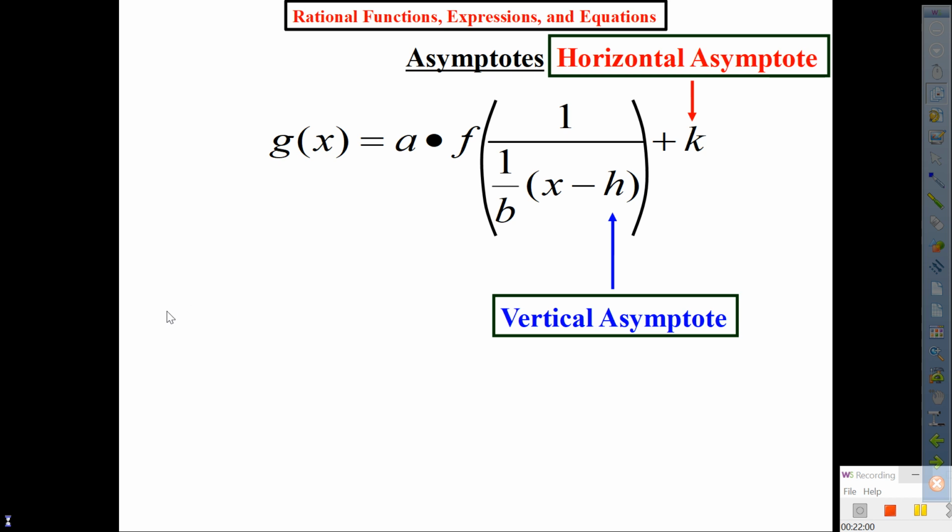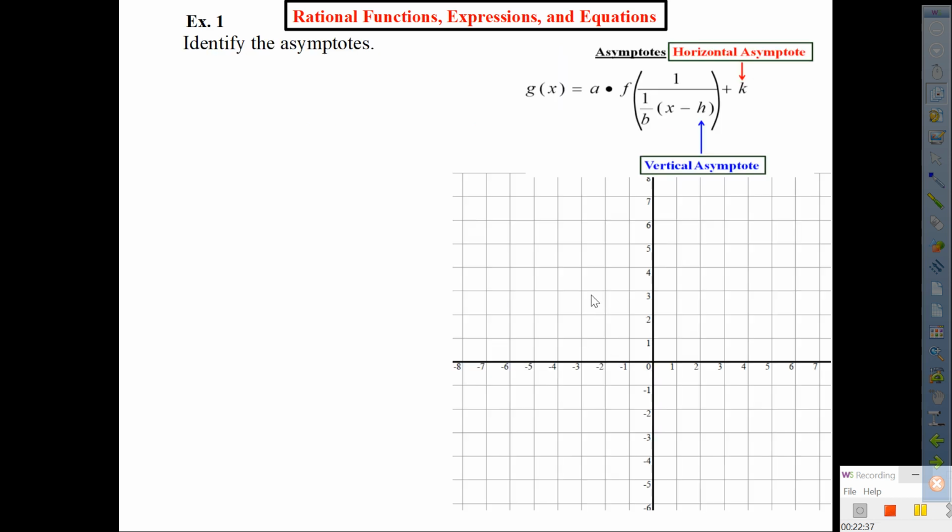So underneath this, I want you to write example 1. I'm going to leave this on the top right in case you haven't finished copying it. Get a coordinate plane going. Make it from -6 to 6 on both the x and y axes. And example 1 says identify asymptotes.